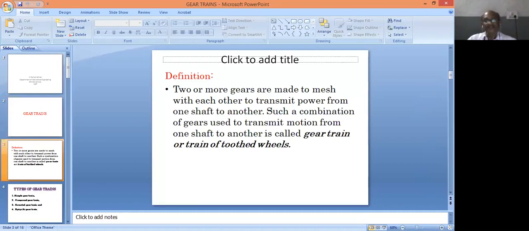When power is to be transmitted from one shaft to another shaft, there is a requirement of some transmission elements like gears. A gear is mounted on a shaft and it meshes with a gear on another shaft. So the transmission occurs from one gear to another gear mounted on two different shafts. Such a combination of gears used to transmit motion from one shaft to another shaft is called a gear train, or simply a train of toothed wheels. That is the definition of the gear train.